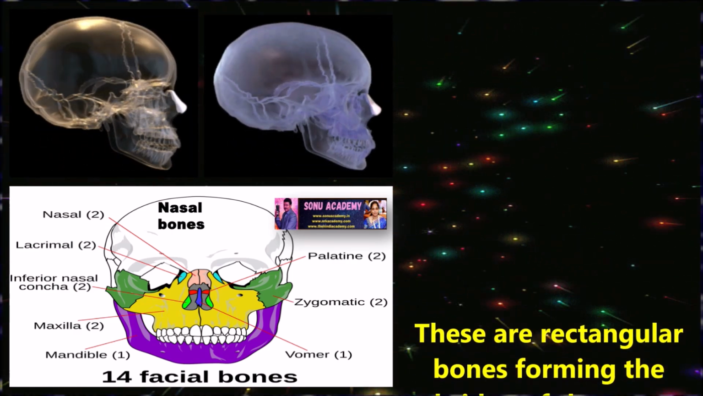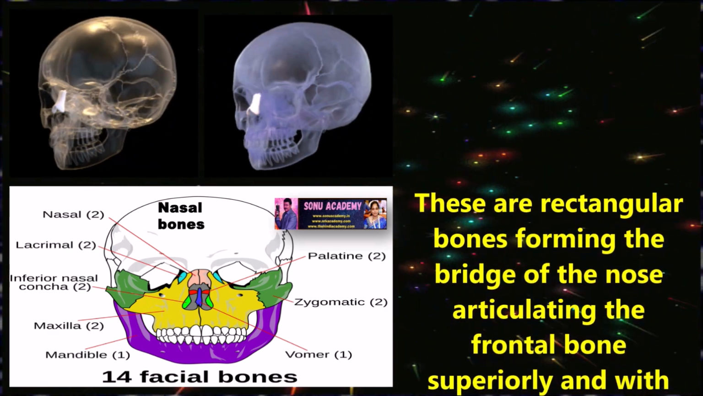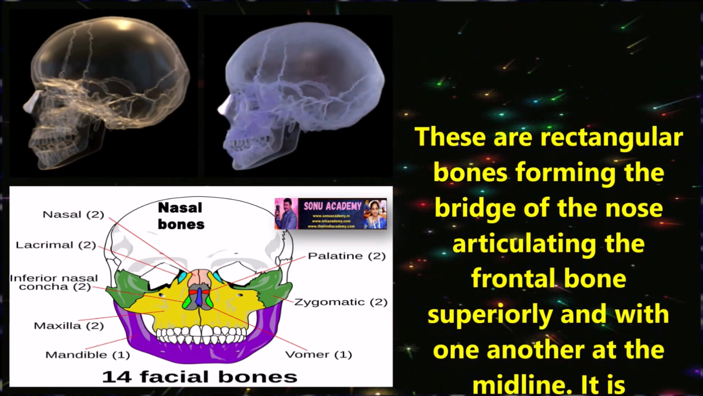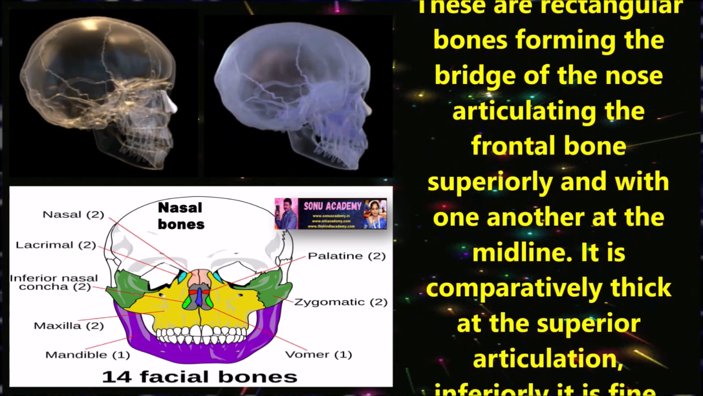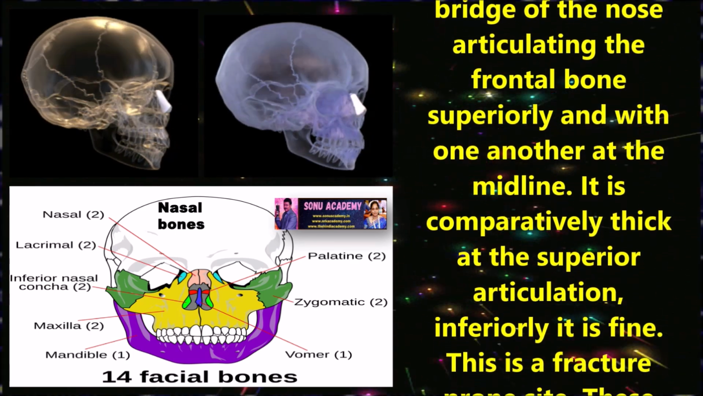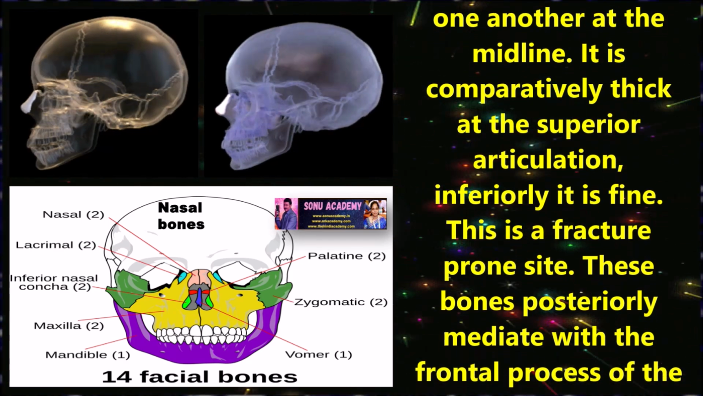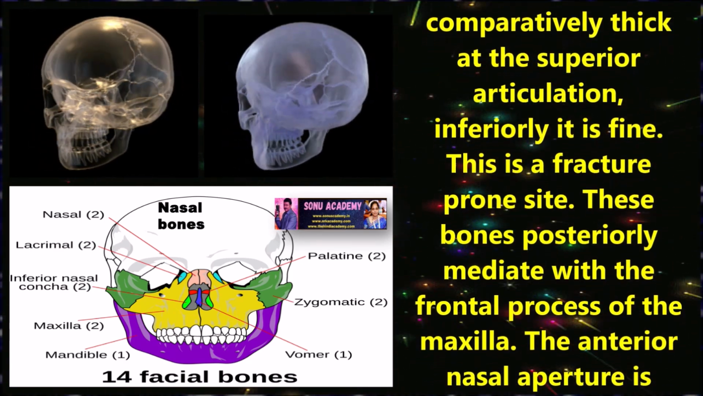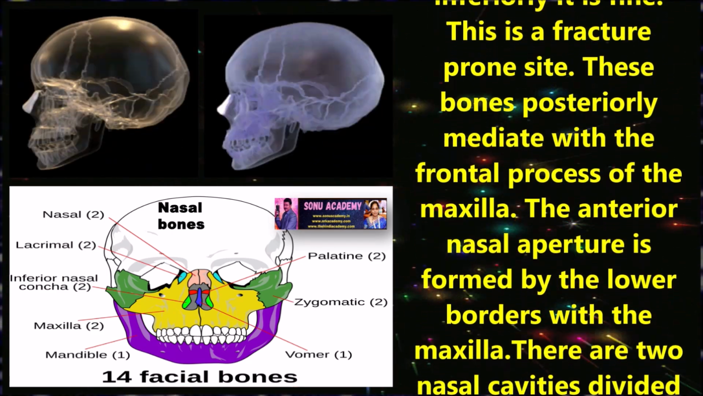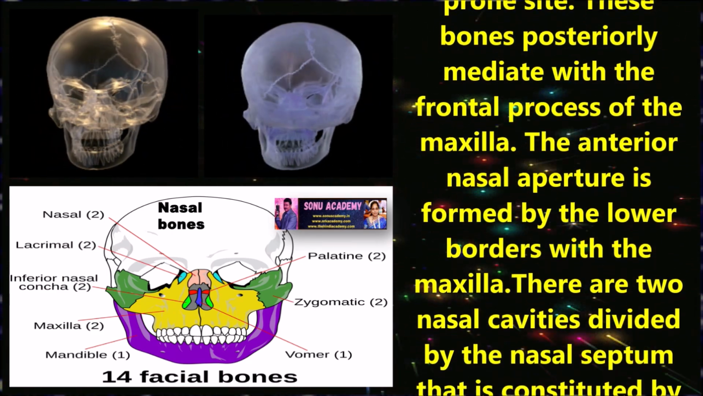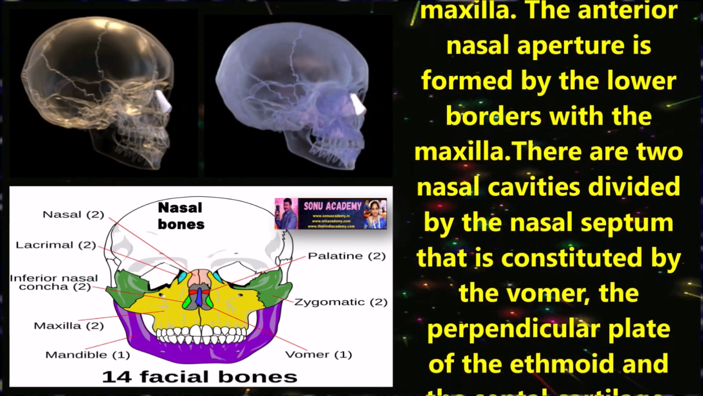Children, let us discuss the nasal bones. These are rectangular bones forming the bridge of the nose, articulating with the frontal bone superiorly and with one another at the midline. It is comparatively thick at the superior articulation. Inferiorly, it is thin. This is a fracture-prone site. These bones posteriorly articulate with the frontal process of the maxilla. The anterior nasal aperture is formed by the lower borders with the maxilla.